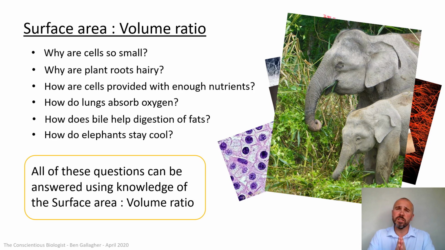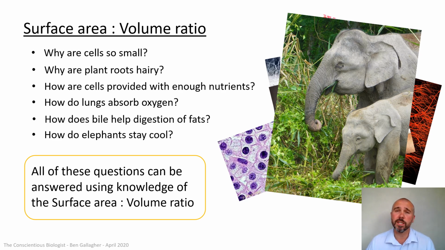How do lungs absorb oxygen? In your lungs, there are millions of tiny little air sacs called alveoli. Because there's millions of them, it's not just one big lung inside your lung, are these millions of tiny sacs. By having millions of tiny ones, they have an enormous overall surface area relative to their volume for exchange, getting oxygen in and carbon dioxide out.